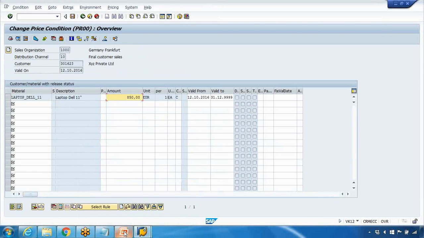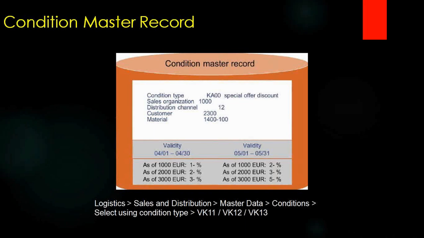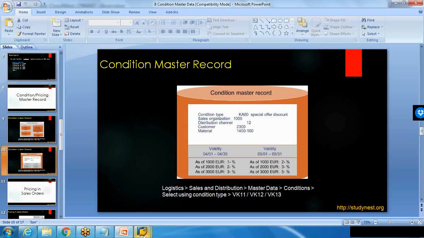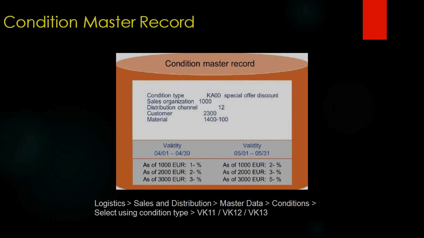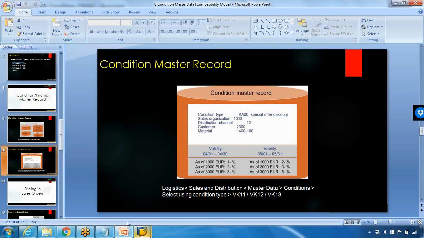Again, if you want, you can also enter the validity of the price, and also you can enter the scale prices. So what are scale prices? Scale prices are, for example, if they buy up to $1,000, we'll give them a 1% discount, or if they buy more, we'll give them a special price. So let me show you how we can create it.